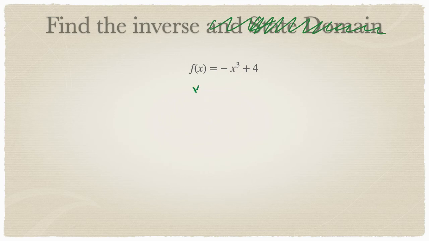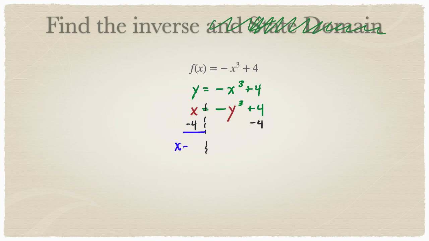Step 1, change it to y. Step 2, where there's a y, put the x, and where there's the x, put the y. Highlighting that change in red there for you. And then step 3, let's solve this. Let's get that y alone, so we undo any addition or subtractions. There's the equal sign, dividing our equation into a left and a right side. That gives us x minus 4 equals negative y cubed, and the 4's are gone.